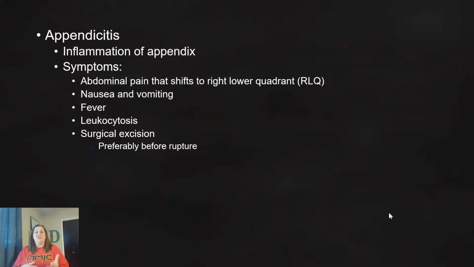Now, surgical excision needs to be done, and again, preferably before the rupture. If a rupture takes place, the contents of that large intestines is going to get out into the abdomen, and this can end up causing further infection and even sepsis. This again could cause the patient to go into shock and could cause death.